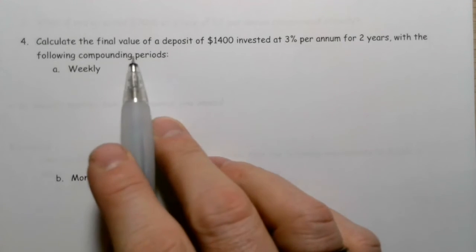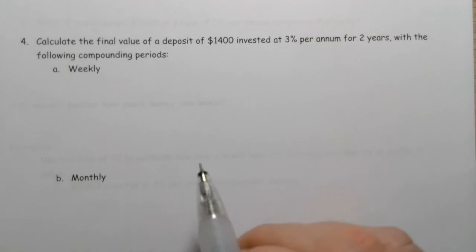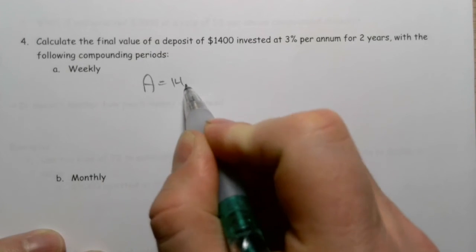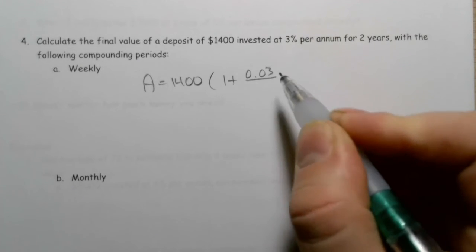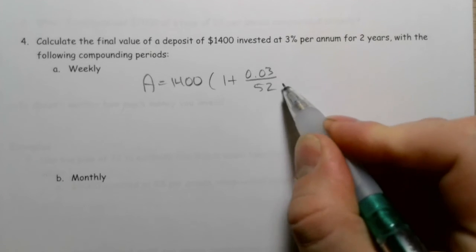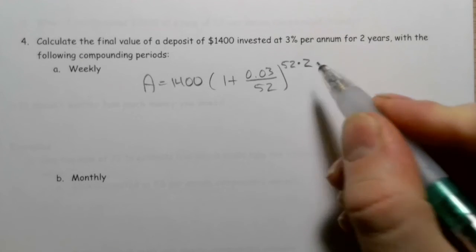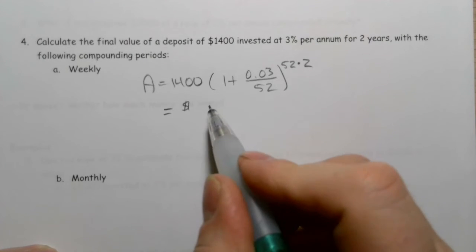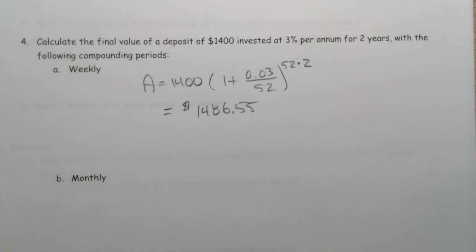So in this question we read, calculate the final value of a deposit of $1,400 invested at 3% per annum for 2 years with the following compounding periods. Now we're going to do it a little bit more often. Our accumulated amount here will be $1,400 multiplied by 1 plus, here's our rate as a decimal, 0.03, but this time we're dividing by 52 because there are 52 weeks in a year. Up here we'll take it to the exponent of 52 multiplied by 2 for the 2 years that it's in there. And when we plug that into our calculator, we are going to get $1,486.55. So it's a little bit of growth.